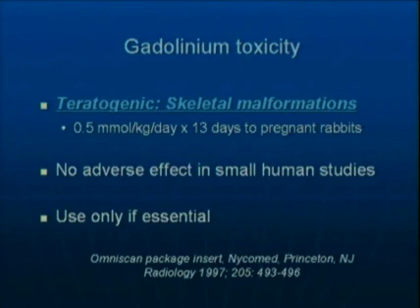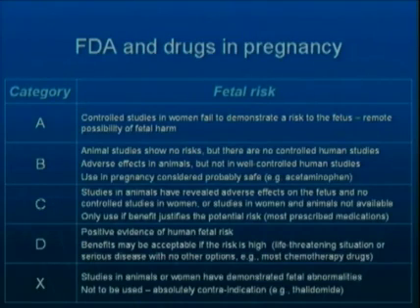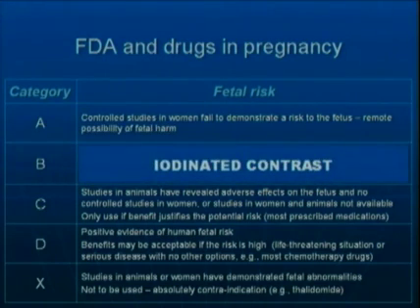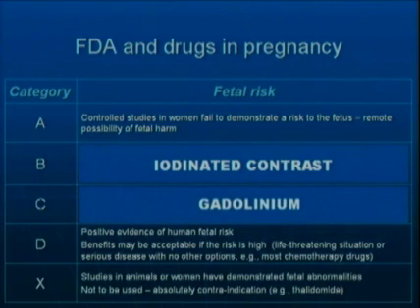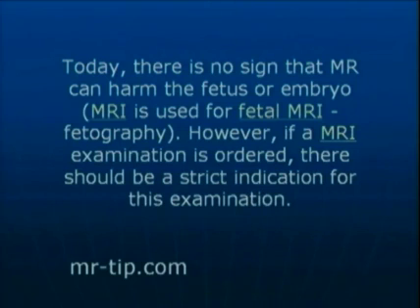Now, can we use gadolinium? Really, we can't. Use it only if essential in pregnancy, especially in the first trimester, because it is shown to have teratogenic effects in pregnant rabbits. If we look at the different FDA classifications of drugs, a category B drug would be iodinated contrast or Tylenol. We could use those. But a class C drug is one where there are adverse effects on fetuses in animals, but we really don't know in humans. So that would be IV contrast for CT. This would be gadolinium. We should not use this during pregnancy.